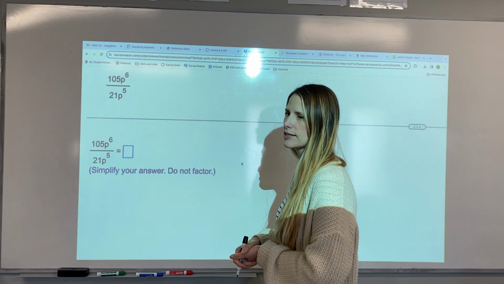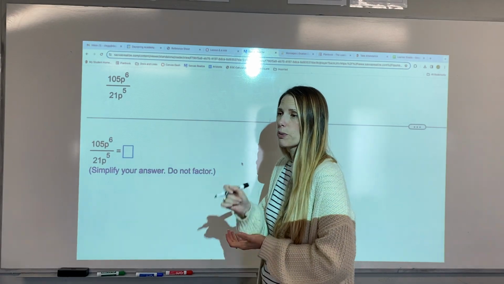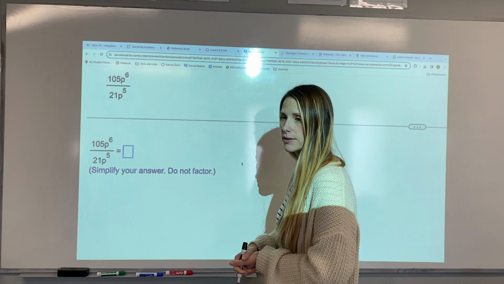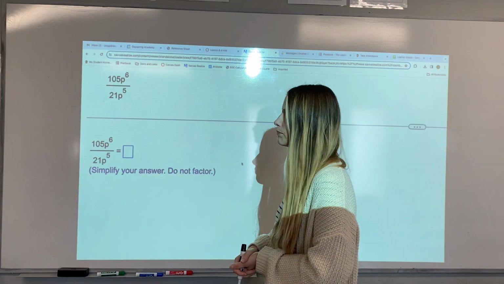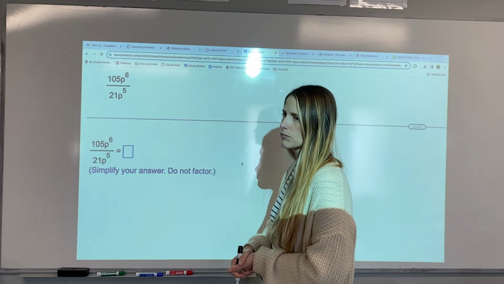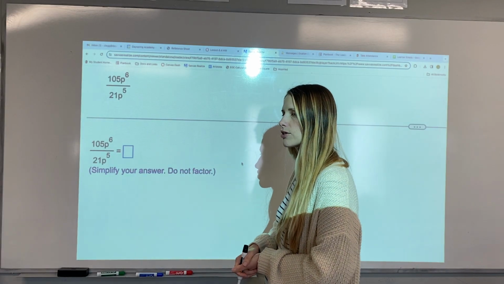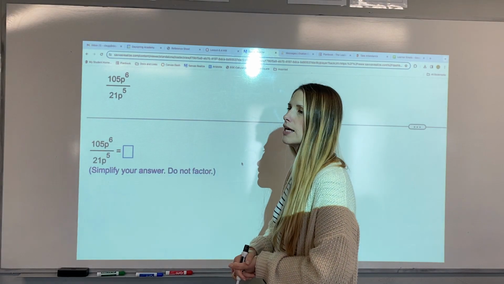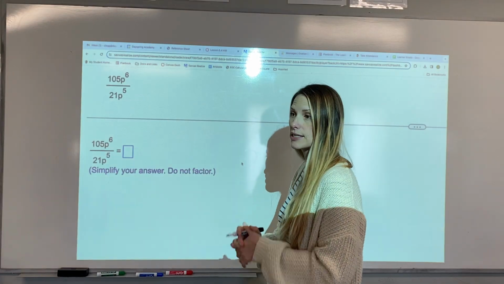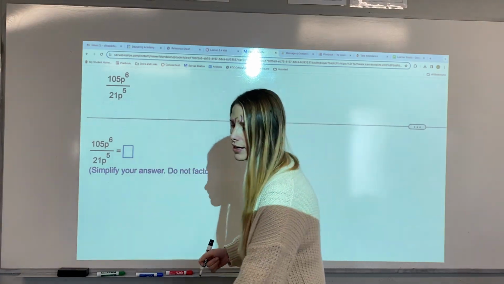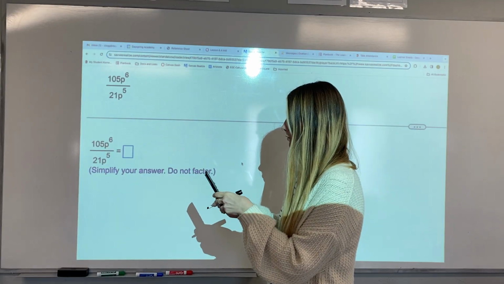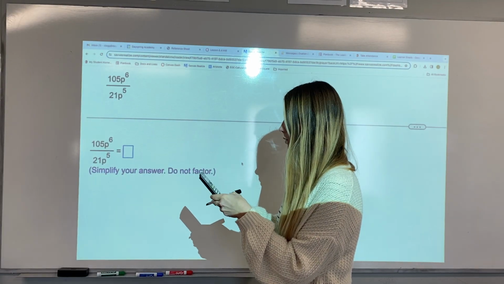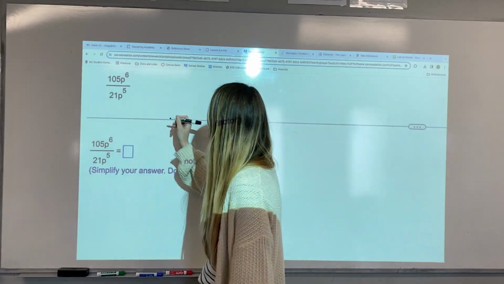Tell me what the first step is. And feel free to look in your notes because we write all the steps in our notes. Divide what? The numbers, what are they called? It starts with a C. Coefficients. Thank you. Divide the coefficients. That's step 1. So let's divide them. We can use our calculators. 105 divided by 21 equals 5.